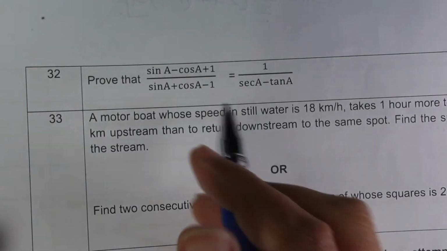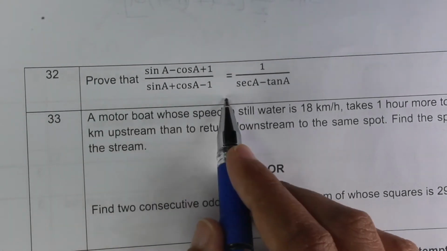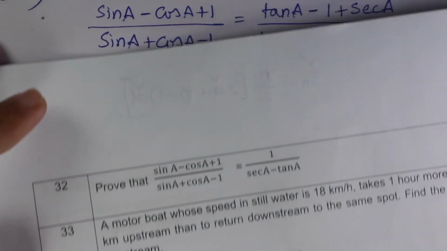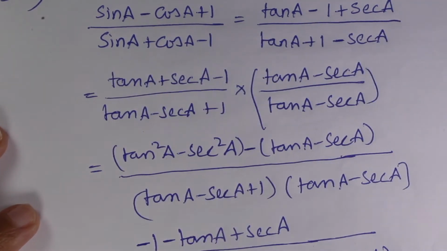Now let's move to the 32nd question. Prove that (sin A minus cos A plus 1) divided by (sin A plus cos A minus 1) is equal to 1 by (secant A minus tan A). So this is an example problem from the textbook. I have written the solution here.